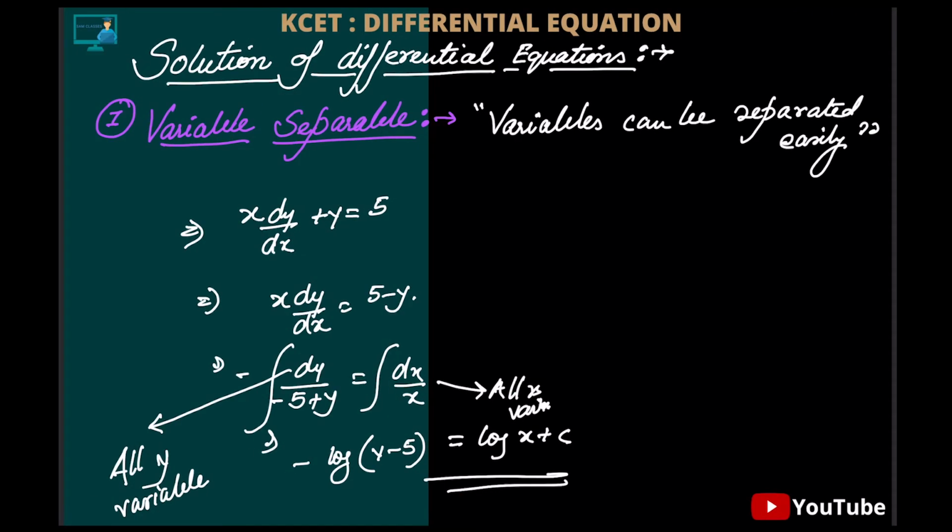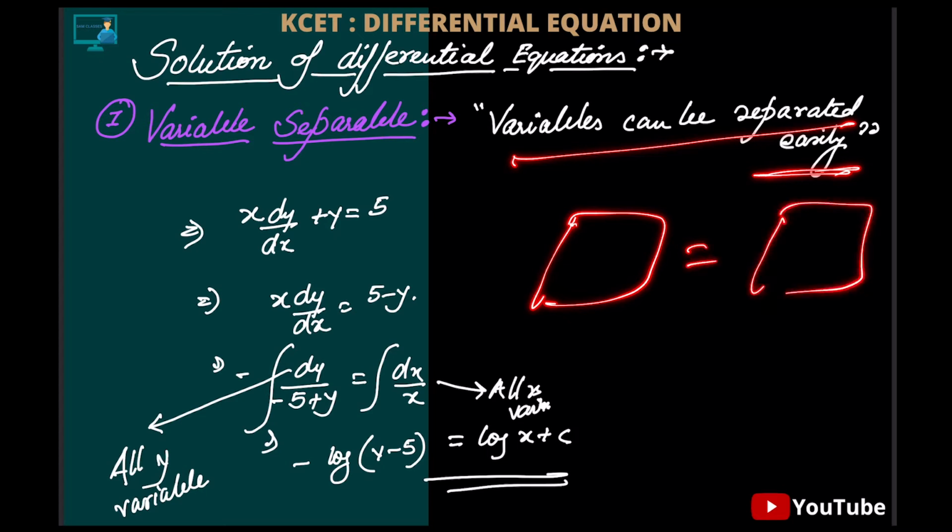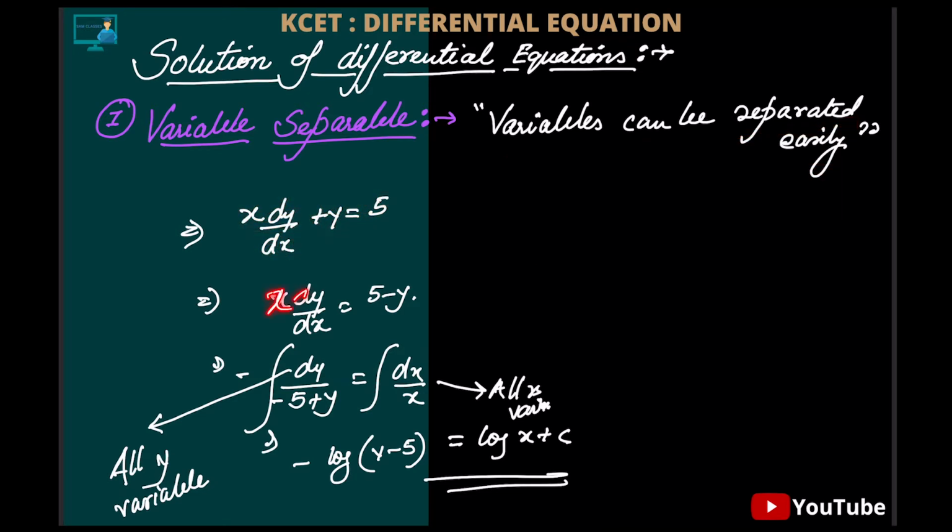Now, solution of differential equation. In this we have three forms as of now. First is variable separable. The word itself says what it means: we can separate the variables easily. X on one side, y on the other side. Let's say we have the equation x dy by dx plus y is equal to 5. So x dy by dx is equal to 5 minus y. Now send the y term to this side and keep dx by x on the other side. So dy by (5 minus y), or dy by minus (y minus 5), is equal to dx by x.